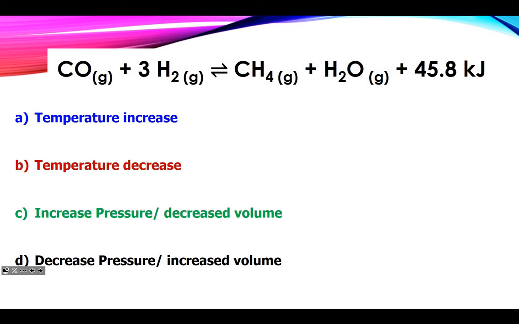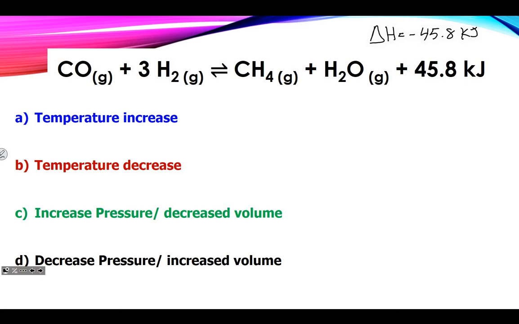Now we've got an actual equation I've put in there. I've added states, and I've added where the heat is. Is this an exo or endothermic reaction? Exo, because my heat is on the product side. They could have also given me the heat as delta H equals a negative 45.8 kilojoules and not given it to me in the reaction. Either way, I need to know where it goes.